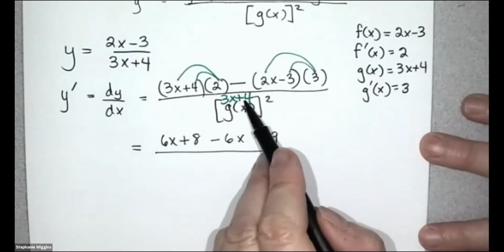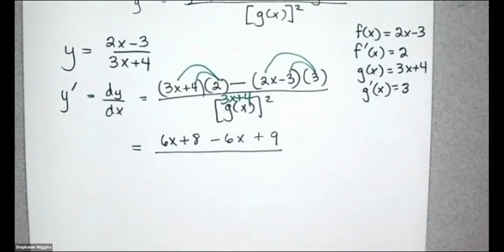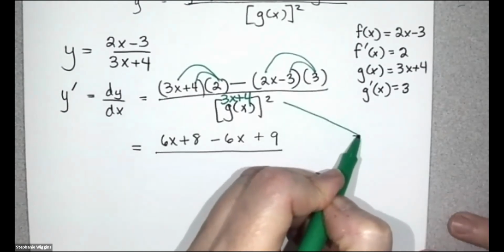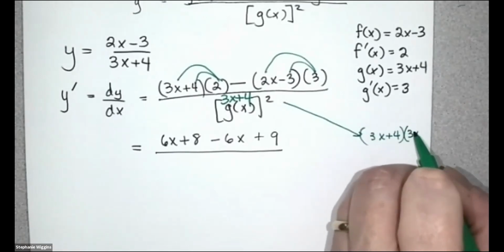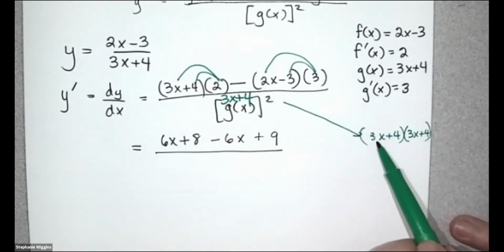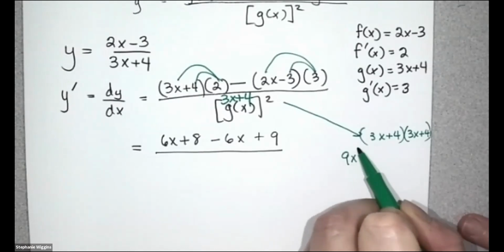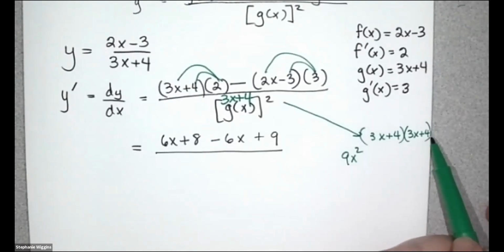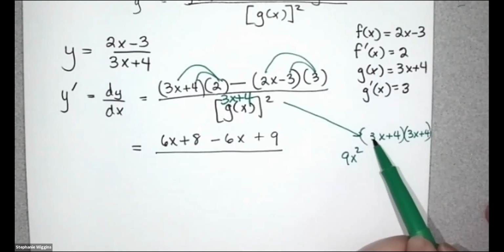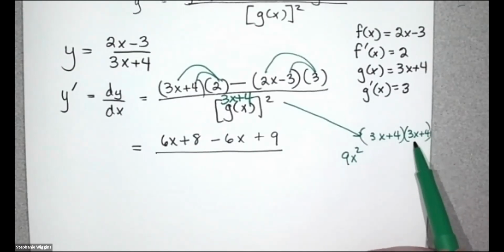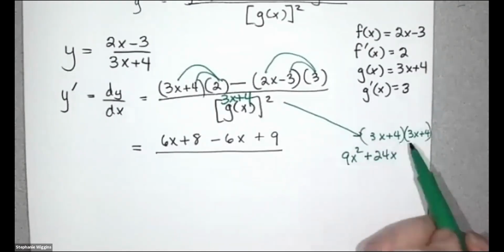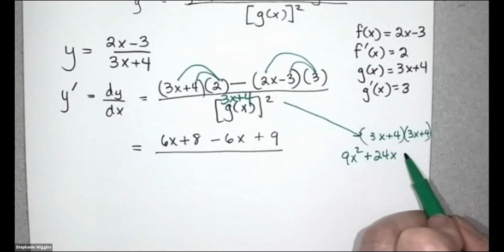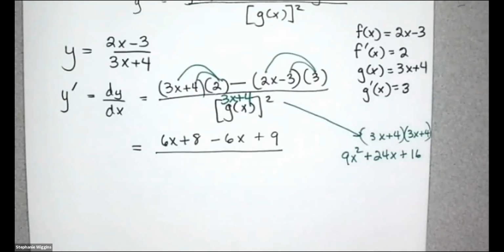And then when I FOIL 3x plus 4, okay, let me do that over here. 3x plus 4 times 3x plus 4. The first gives me 9x squared. The inside and outside is 12x because we have 3x times 4. Inside is also 12x, 3x times 4. So plus 24x. And finally, 4 times 4 is 16. So this is going to be the denominator.